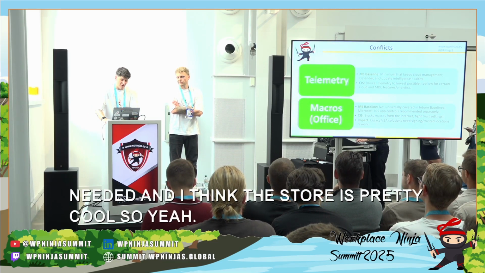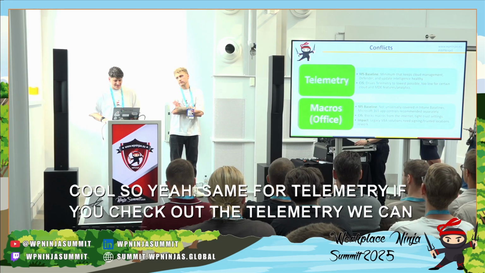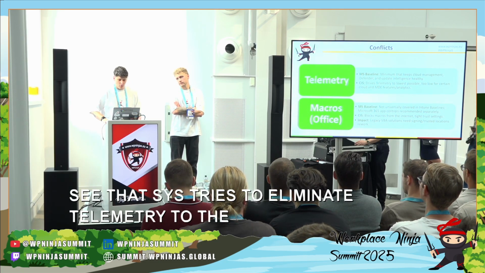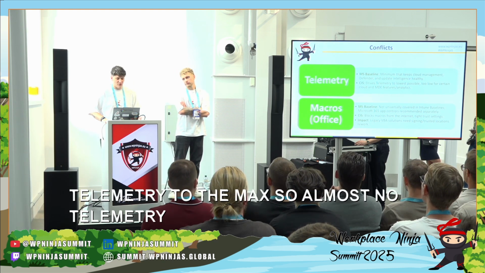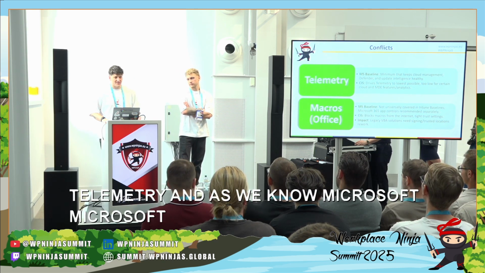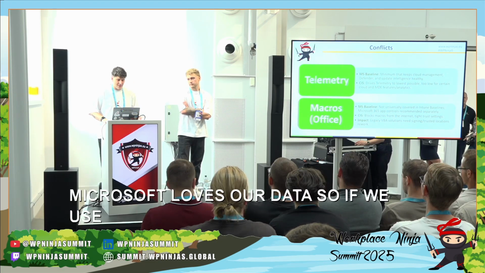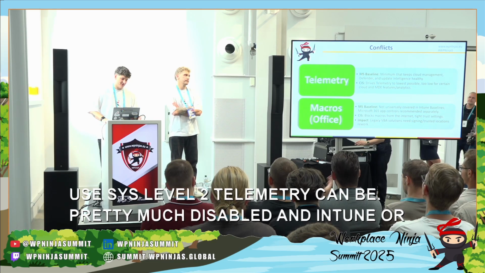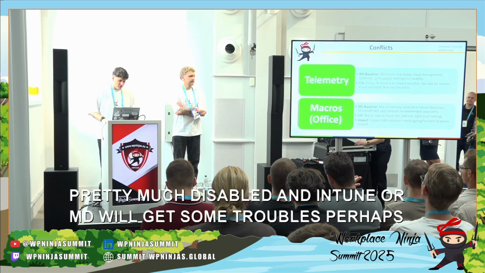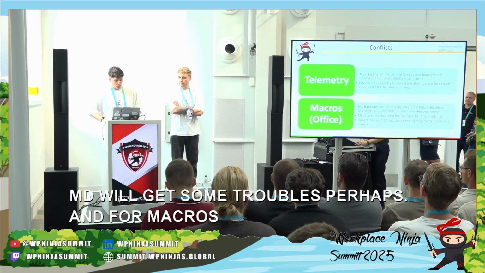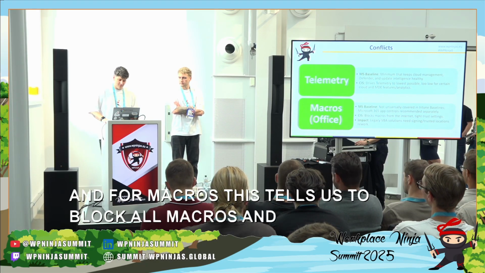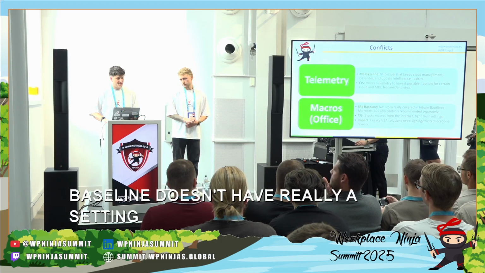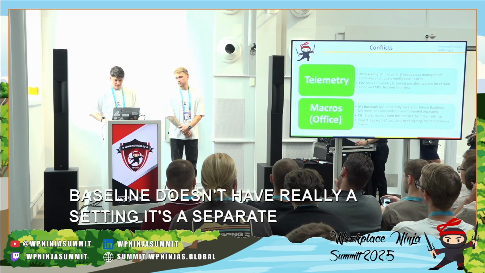Same for telemetry. If we check out the telemetry, we can see that CIS tries to eliminate telemetry to the max, so almost no telemetry. And as we know, Microsoft loves our data. So if we use CIS level 2, telemetry can be pretty much disabled, and Intune or MDE will get some troubles, perhaps. For macros, CIS tells us to block all macros, and the Microsoft Intune Security Baseline doesn't really have a setting. It's a separate configuration profile for that.